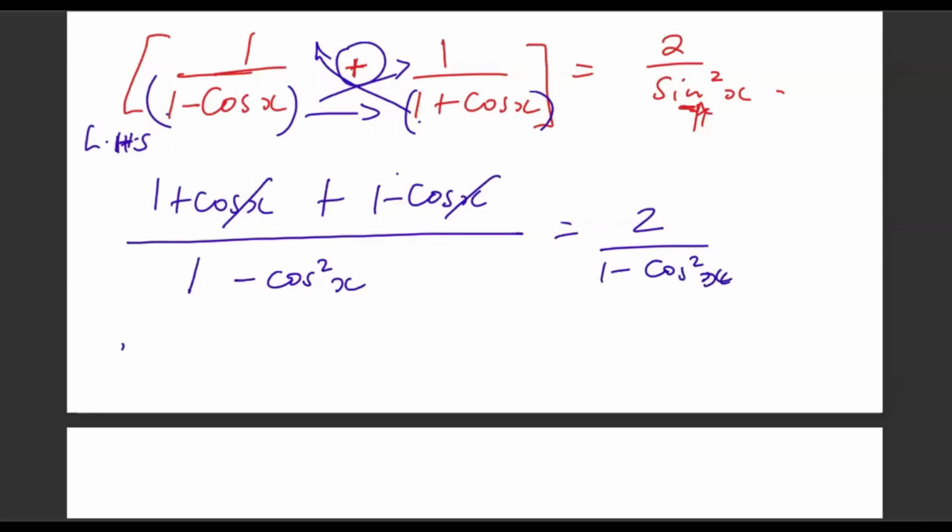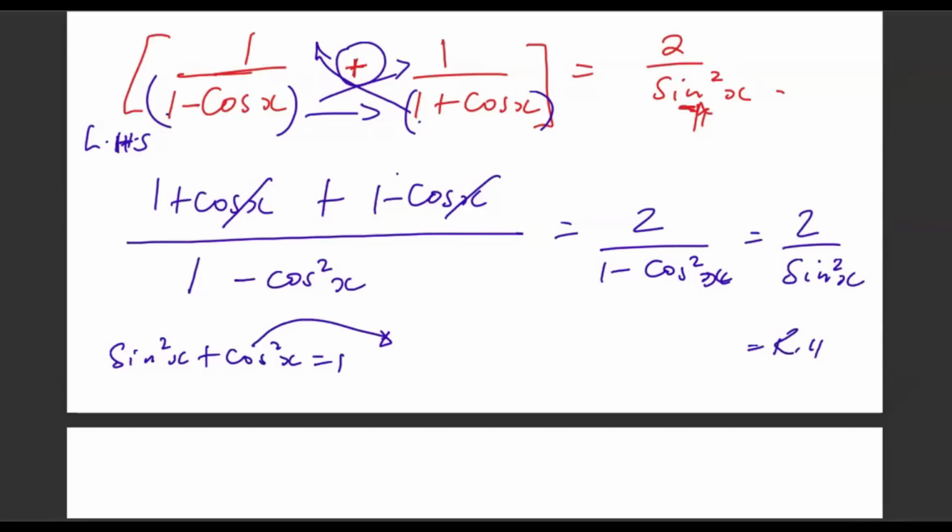From that identity of sine squared x plus cos squared x equals 1, if you move this 1 to this side, we're going to be left with just the sine, meaning that this is the same as 2 over sine squared x, which is equal to the right-hand side. Perfect. So that is how this proof would have been killed. 3.7, general solution.